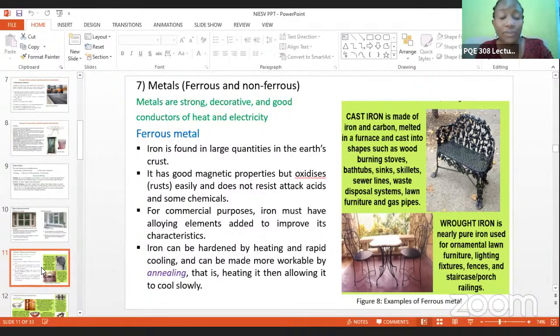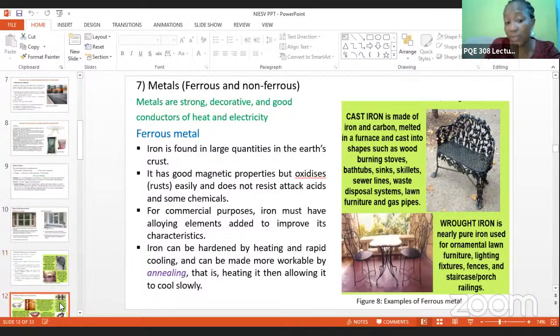Now, why do we call some ferrous and some non-ferrous? Ferrous because it contains iron, Fe, that's the symbol, and non-ferrous because no iron is present. So the ferrous metal, aside from the properties that we have on the screen, attracts magnets, while the non-ferrous does not attract magnets. And because the ferrous contains iron, they are prone to corrosion, because they oxidize.